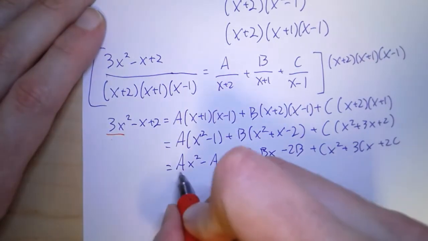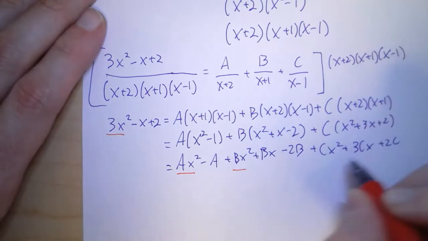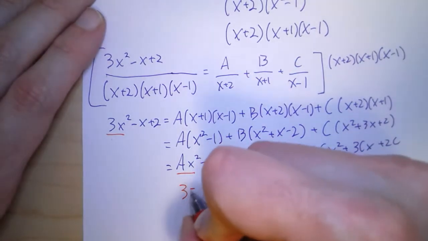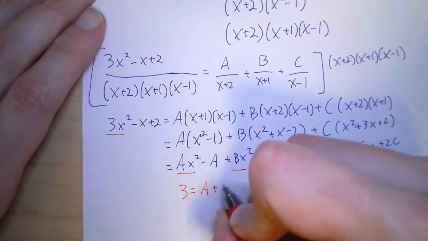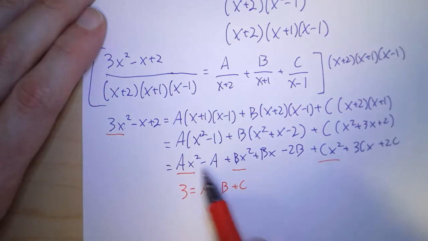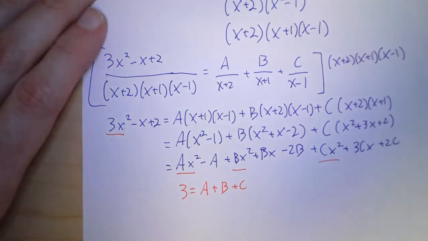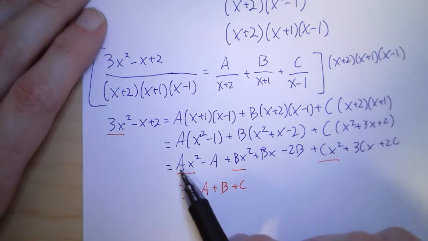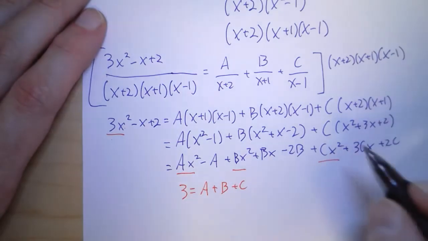X squared, what has x squared? This does, and that does. So that means 3 is going to equal a plus b plus c. Again, these are x squareds, so we don't worry so much about the x's. We're not solving for them. All we care about are the coefficients in front of them.